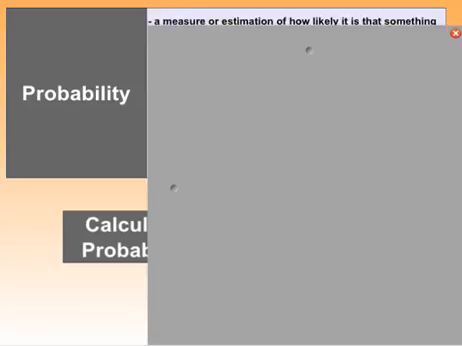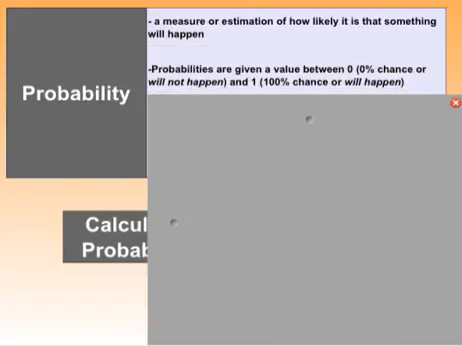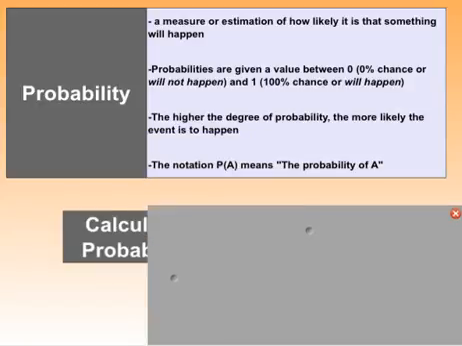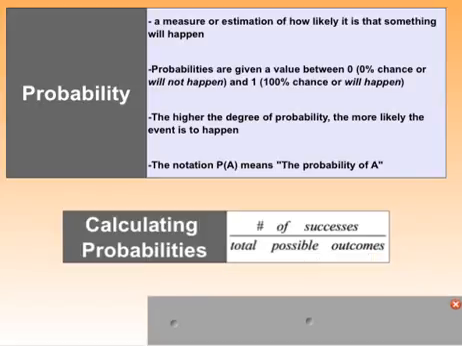Probability. We're going to review this stuff. Probability is a measure or estimation of how likely it is that something will happen. Probabilities are given a value between 0, or 0%, which means it will not happen, and 1, or 100%, which means it will happen. The higher the degree of probability, the more likely the event is to happen. The notation is P(A), the probability of A. That is the number of successes, or what we want, divided by the number of possible outcomes. You guys have to figure out what we're talking about as we move through these.